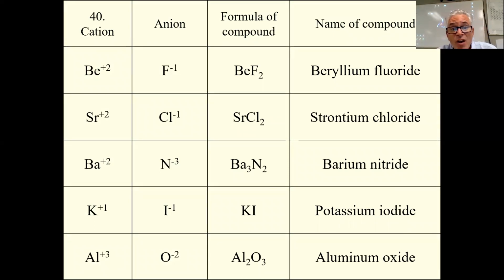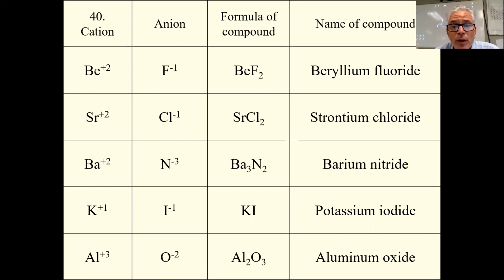Here's a good one. We have a positive 2 barium. Barium is number 56. It's in group 2. And nitrogen's way over here in group 15, makes a negative 3. So we get a positive 2 and a negative 3. And when we crisscross them, it's going to take 3 bariums to connect with 2 nitrogens.